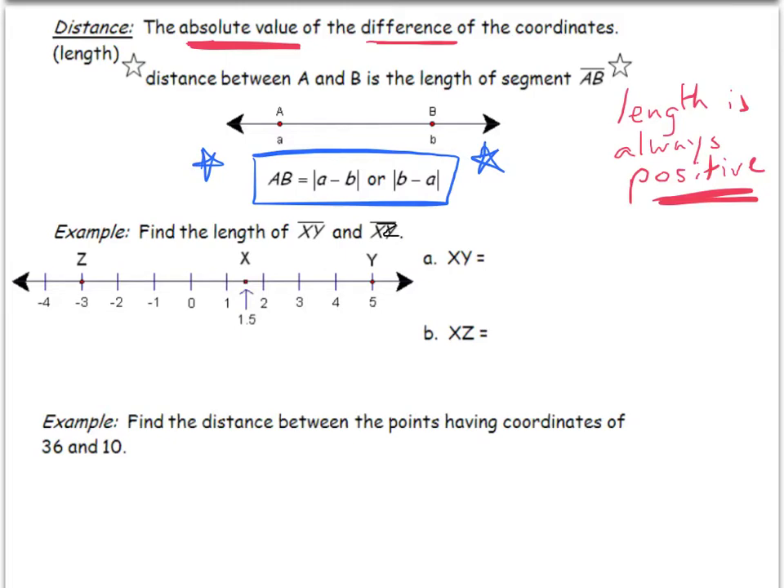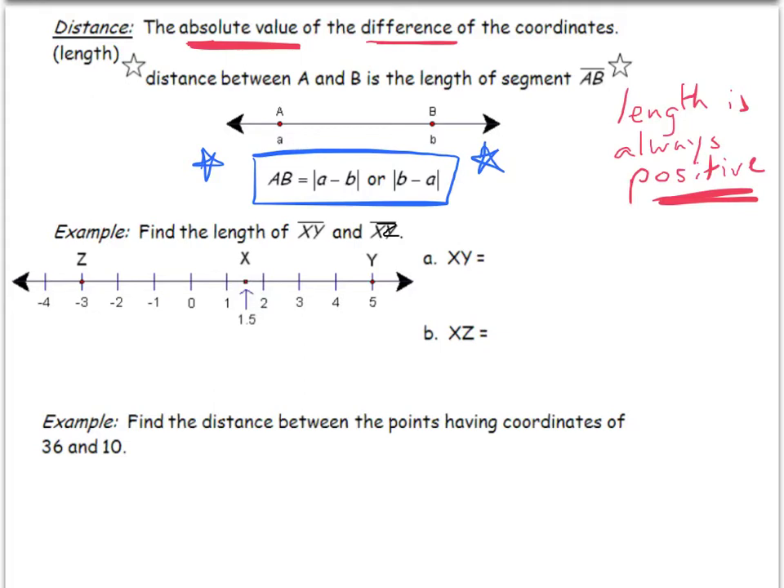Nice job on that. XZ. So XY, the first one we're taking a look at. That means I need to find out what the coordinates for X and Y are. So taking a look, X sits at 1.5, and Y sits at 5.